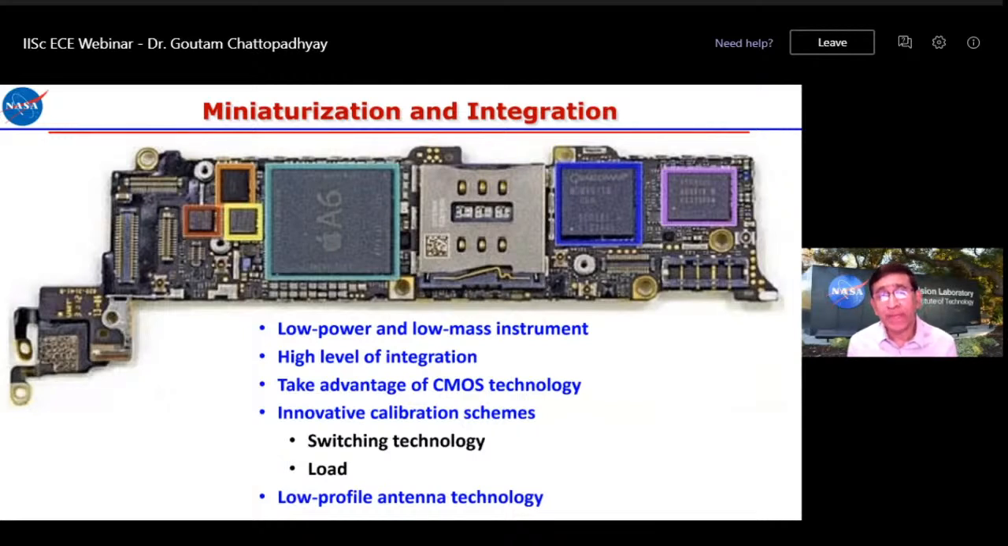So we need a calibration system, and the most common calibration system can be a Dicke switch. Unfortunately, when we are building an instrument at very high frequencies, terahertz frequencies, we don't have a switch available. So we developed a MEMS-based switch. We need to develop also a load, a very well calibrated load. And then one of the big elephants in the room is an antenna. So I'll talk about that as well. So these are the things I'll focus on and talk about.